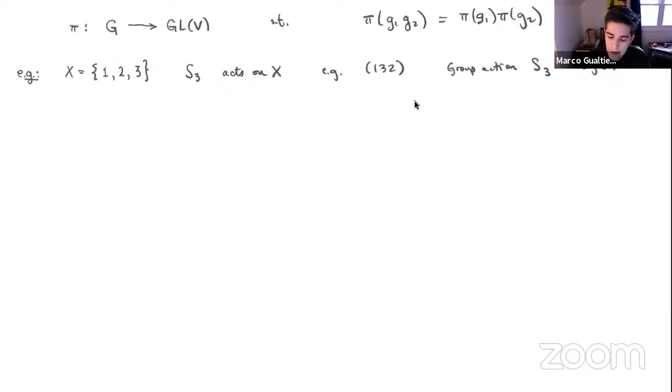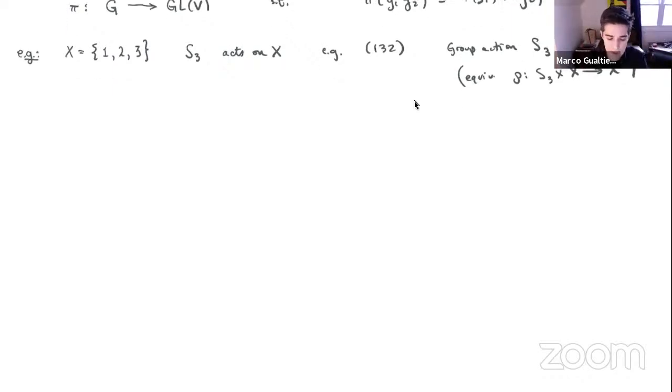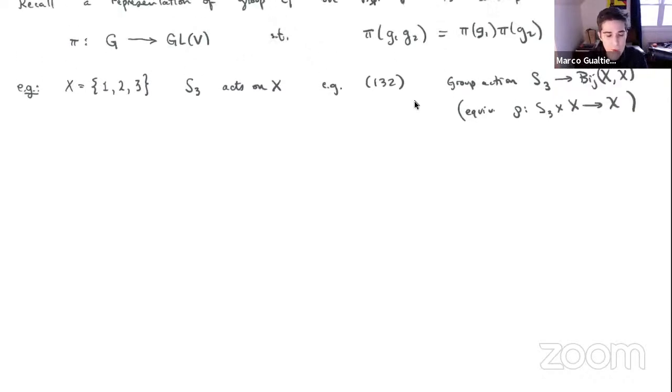Or you could think of it equivalently as a map from the group cross the set to the set, such that rho of g1 g2 is rho of g1 composed with rho of g2. I think you know what an action of a group on a set is. So this is your typical example. Okay, so this is not a linear action. It's just the action of a group on a set.